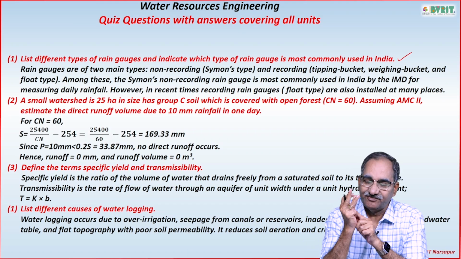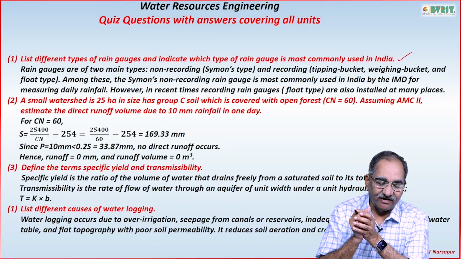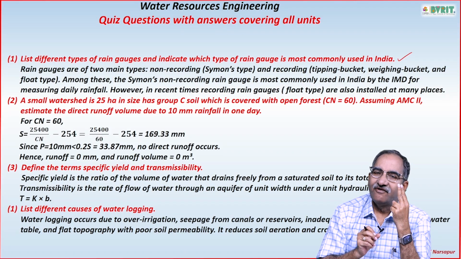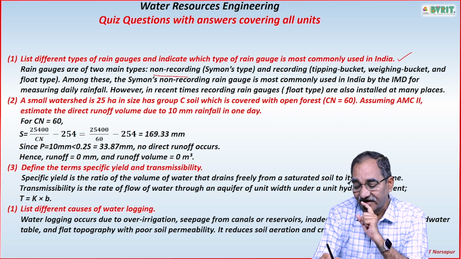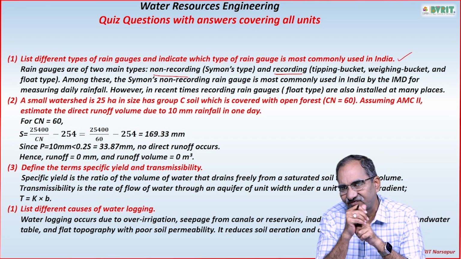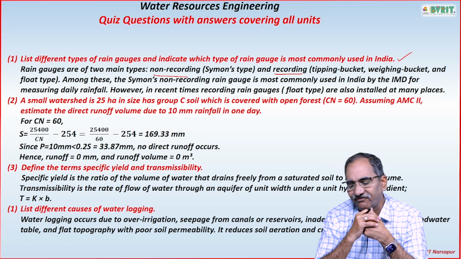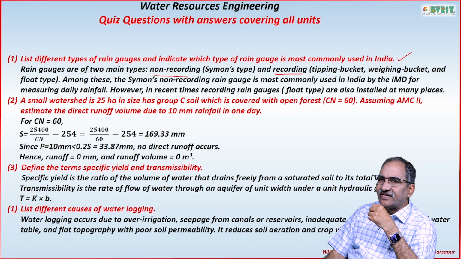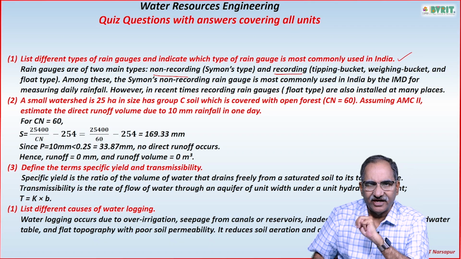First thing is types of rain gauges. Next one is which is commonly used in India. So rain gauges are mainly of 2 types. One is non-recording type and second one is a recording type. In the non-recording type, there is only one which we call Simon's rain gauge. Whereas in the case of recording rain gauges, it is tipping bucket, weighing bucket and float. So these are the 3 types.